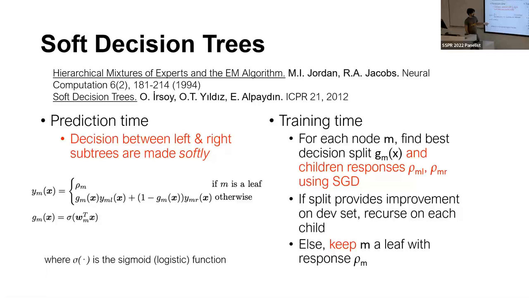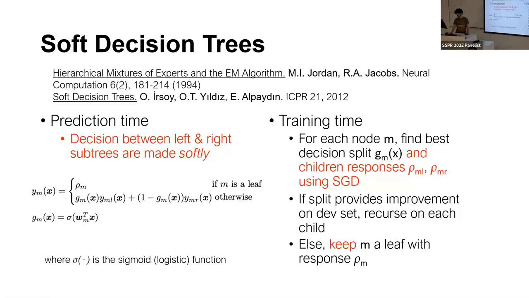Training is almost exactly the same at the high level, except when finding the best split with the children parameters and the best splitting hyperplane. Now, instead of exhaustively evaluating all possibilities, we do SGD, because given these three nodes, this decision is now differentiable and continuous. Again, if the split is good on dev set, we keep splitting, recursing on the children. If not, we can just keep it as a leaf and keep the old response value.